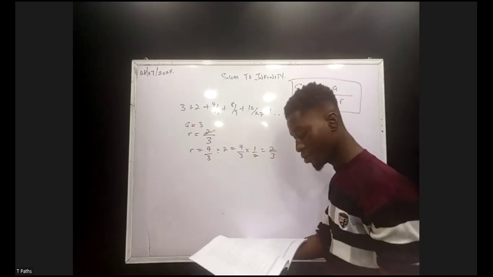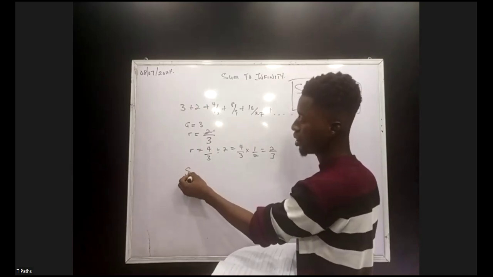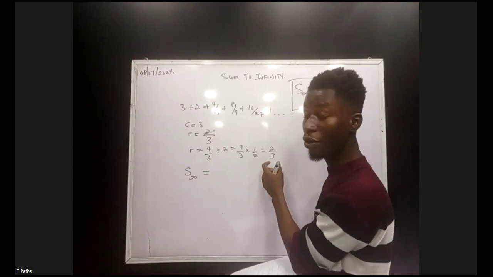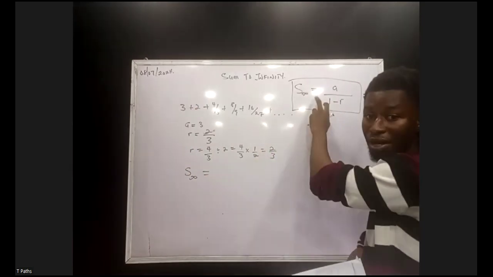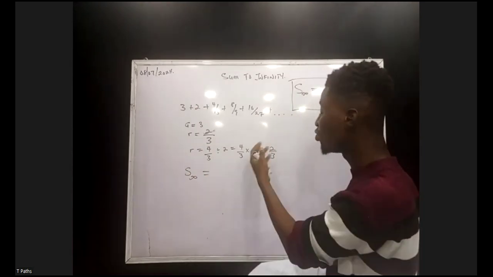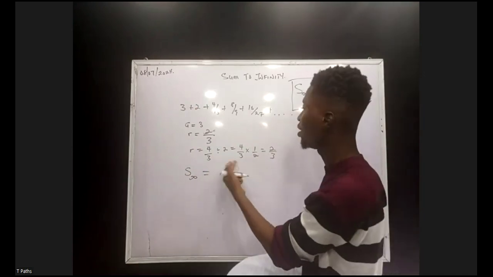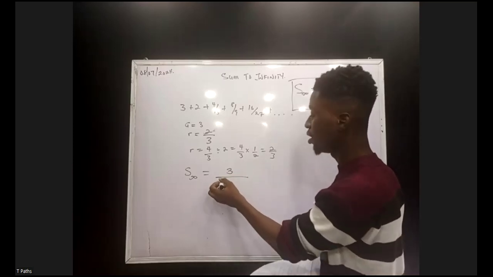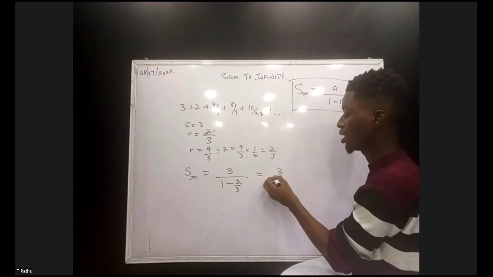Now, the question is asking us to find the sum to infinity. Let me remind you, it doesn't matter if your r is greater than 1 or less than 1, you use this formula whenever you are asked the sum to infinity. But in most cases, it's always less than 1, so the denominator will be positive. So now let's do the sum to infinity. I have 3, which is our a, over 1 minus 2 over 3.